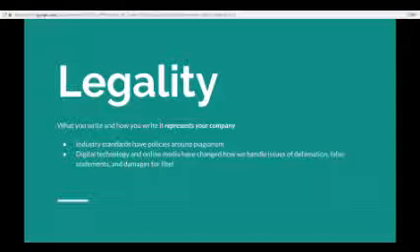Legality is a really important thing to think about in terms of written communication, because what you write is permanent, and it is, again, not something that just represents you, but it represents your company. There are industry standards around plagiarism, and they have legal policies. Digital technology and online media have also changed how we handle issues of defamation, false statements, and damages for libel.